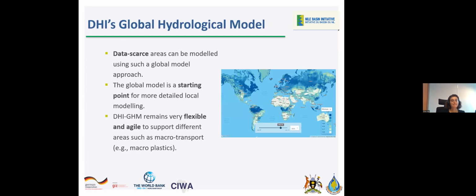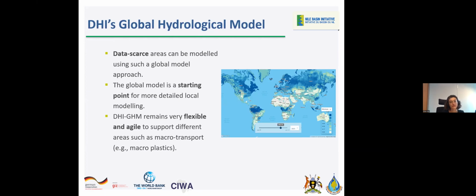So this tool is a very powerful tool because it can be used to help improve the knowledge on data scarce areas. The fact that it was globally calibrated makes it applicable anywhere in the globe. It can also be a starting point for more comprehensive solutions.